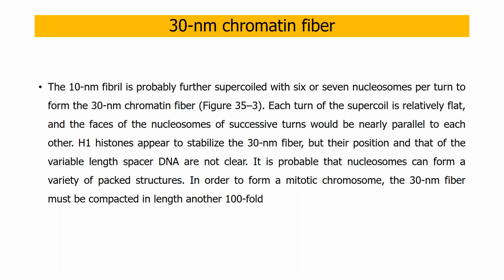Now we come to 30 nanometer chromatin fiber. तो अभी तक हमने समझ लिया, अभी तक हम nucleosome बनाया, 10 nanometer उसकी diameter है. अब 30 nanometer chromatin fiber क्या है? जो 10 nanometer fibrils बने हैं, they are further going to be organized into a higher order structure, which we call as 30 nanometer chromatin fiber. This 10 nanometer fibril is supercoiled into a circular 30 nanometer fiber with 6 nucleosomes per turn.